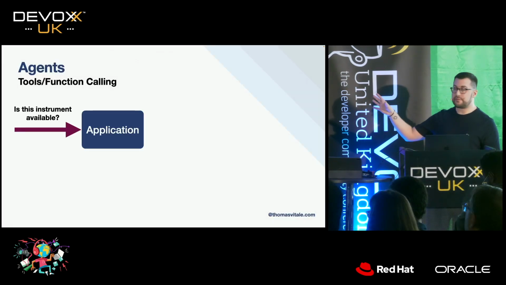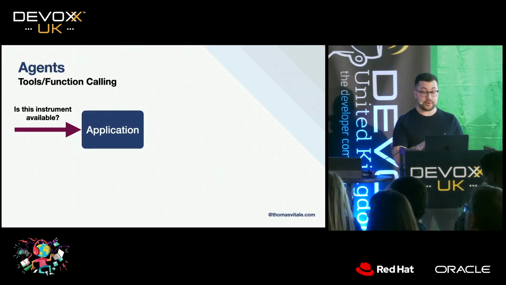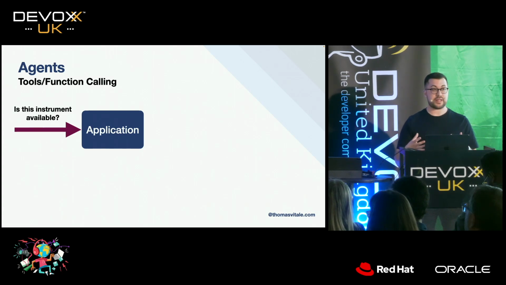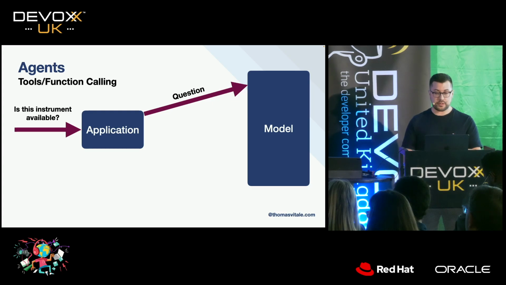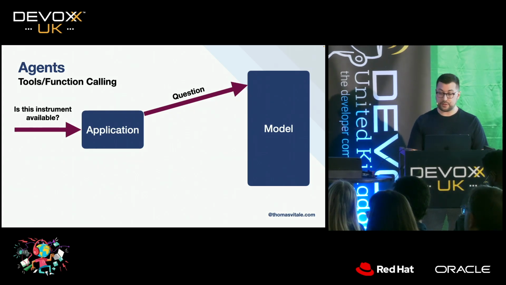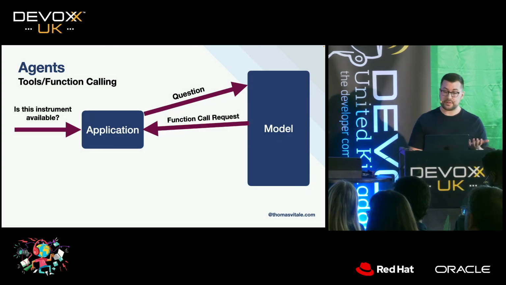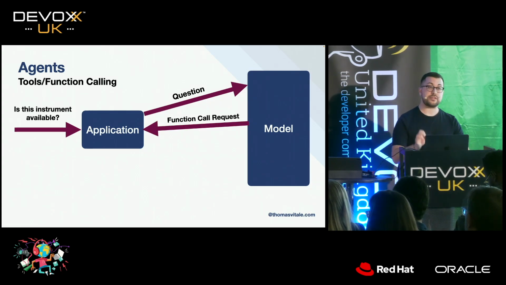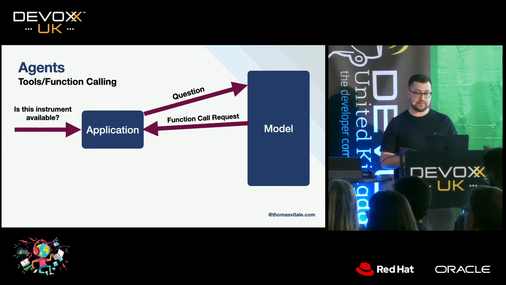I ask the question. For example, I have an API in my application that returns all the instruments that I have available to play on my keyboard. So if I ask the model, hey, what instruments are available, or is this instrument available, the model doesn't know. So what the model can do is, hey, I can see you have a tool that gives me access to the information. So please use that tool for me.